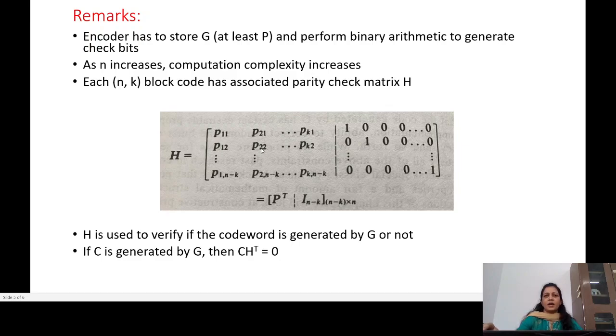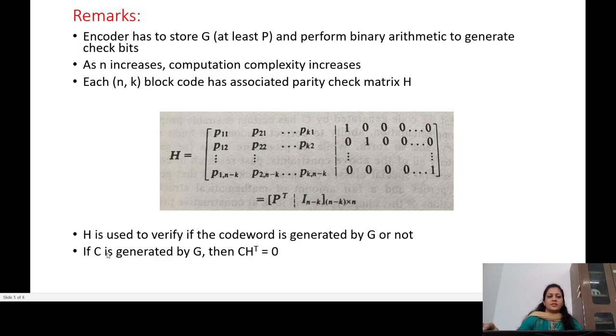One is our parity matrix and another is our identity matrix. So in G we know that we have I_k and P. Take that P, write its transpose over here. That will be the first part of our parity check matrix, that is the transpose of the parity matrix, and the remaining part is nothing but I of the order n minus k, that is the identity matrix of the order n minus k. And this H can be used to verify if the code word is generated by G or not.